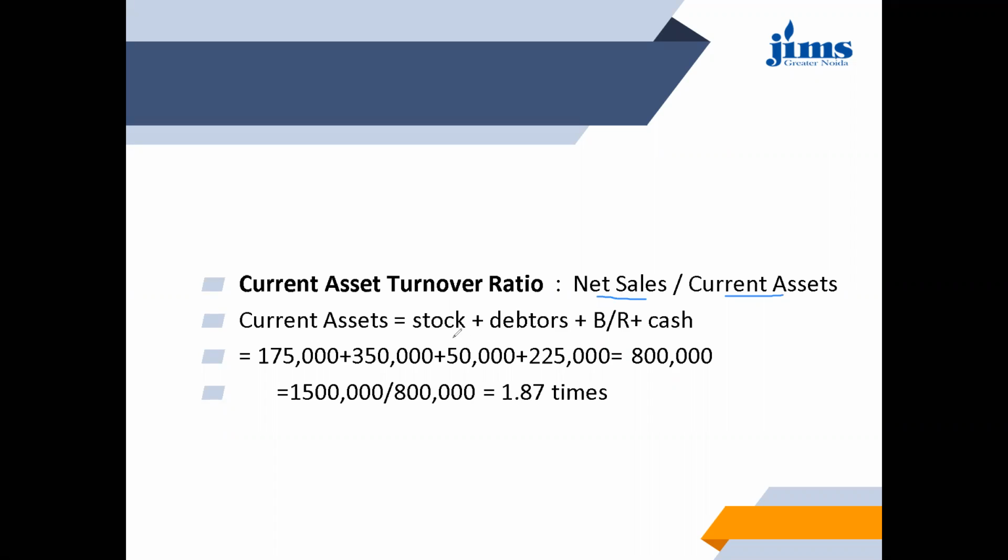Now current assets are given in the question, that is stock, debtors, bills receivable and cash. So that means 1,75,000 plus 3,50,000 plus 50,000 plus 2,25,000. So which comes as 8 lakh. So net sales 15 lakh divided by 8 lakh is 1.87 times.